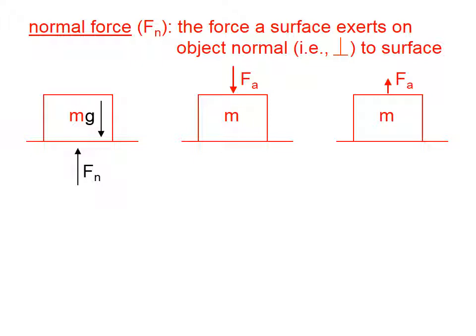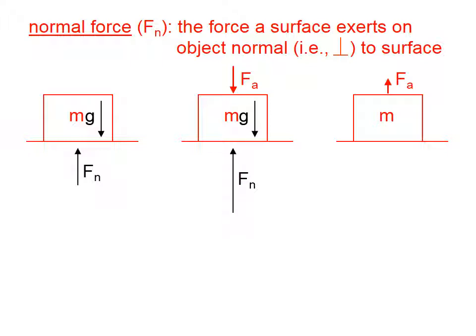In the middle picture, let's say I push down on the mass. This is an applied force, F sub a. So not only do we have the mass sitting there, but now I'm also pushing on it. Well, when I do that, the table needs to push up greater than the weight of the box. In particular, if the box stays put, then the normal force will be equal to the weight plus the applied force. So I've tried to make the normal force arrow equal in length to the sum of those two.